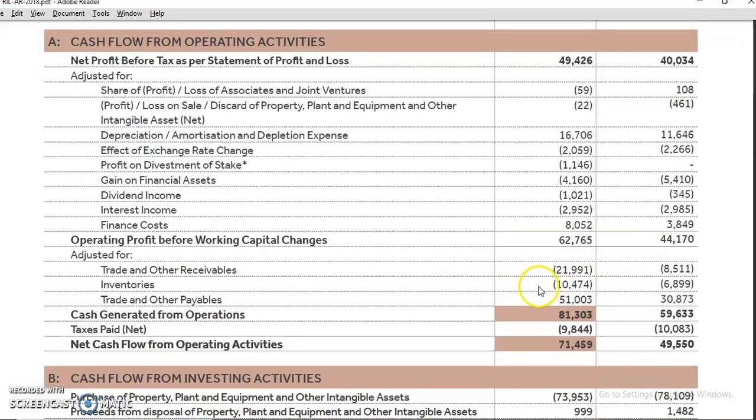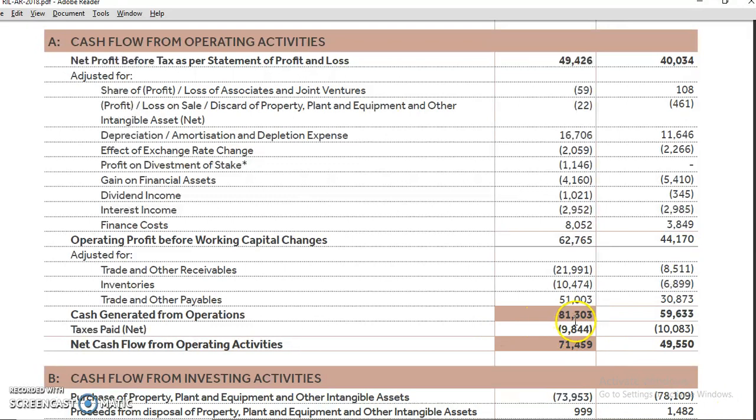Inventory is also increased, so that is also reduced from the cash from operations. But at the same time, trade and other payables are also increased. It means that we bought the material and we booked the expenses, but we haven't paid the suppliers. So the cash generated from operations is much more than what is supposed to be the profit.